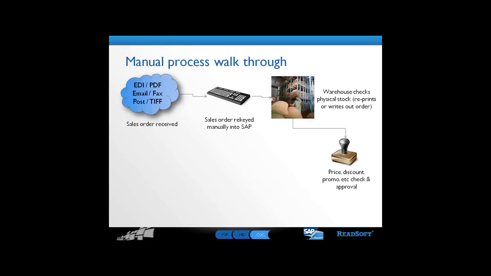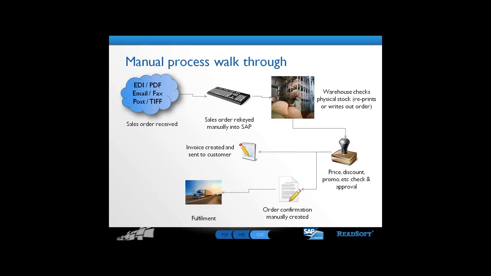Then it goes for a manual approval to do with price, discount, and any promotional codes. The invoice is then created and sent out to the customer, and the order confirmation is manually created at the same time. Again, potential transcription or rekeying errors. Then we go through the fulfillment piece, and then the customer finally receives their order.